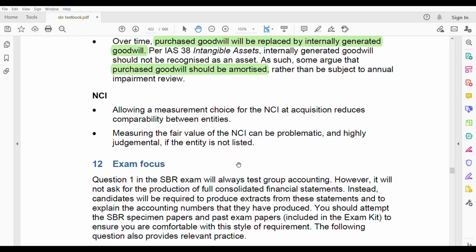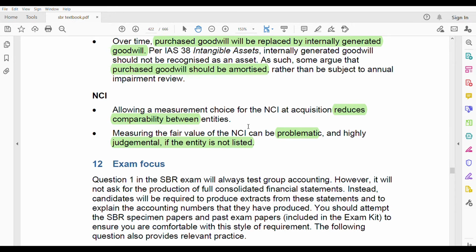Coming to NCI, the last one is NCI, allowing a measurement choice, fair value versus proportionate share. This reduces comparability. Again, a comparability issue is there because some firms might be using fair value, some might be calculating a proportionate share, right? So measuring the fair value of NCI can be problematic, and highly judgmental if the entity is not listed, because when an entity is listed, finding fair value is easy, but not when it is not listed. So that's it. Now we'll be doing questions on impairment of goodwill before I summarize the whole IFRS 3.